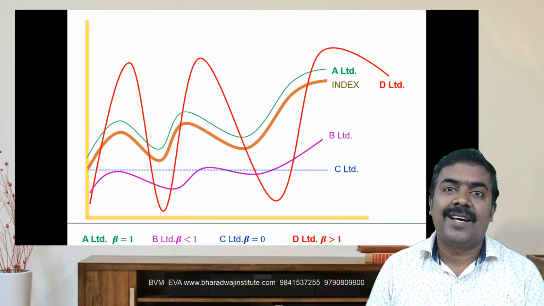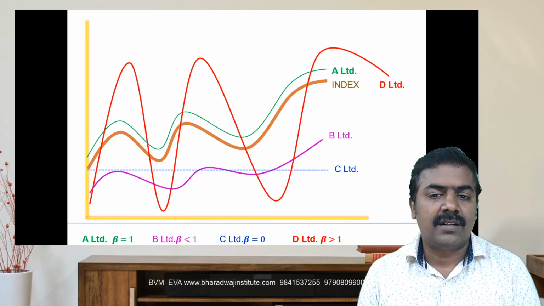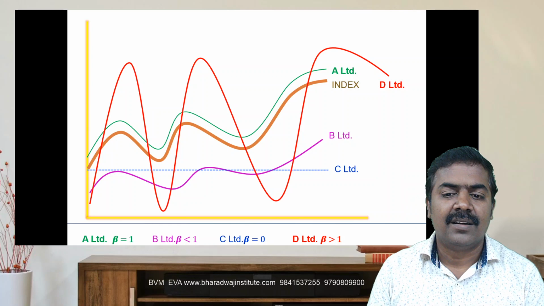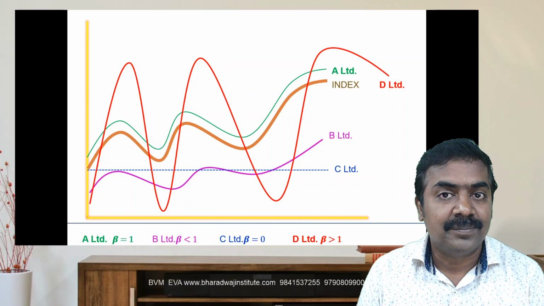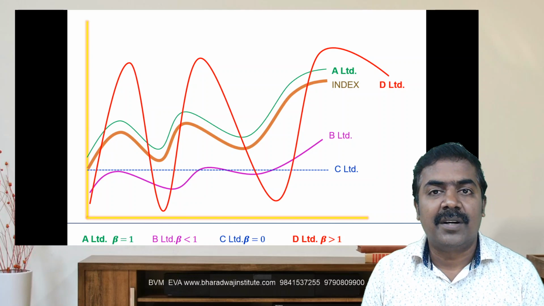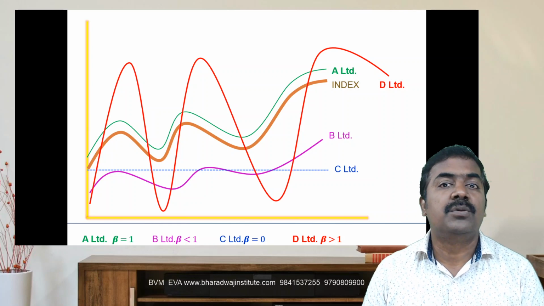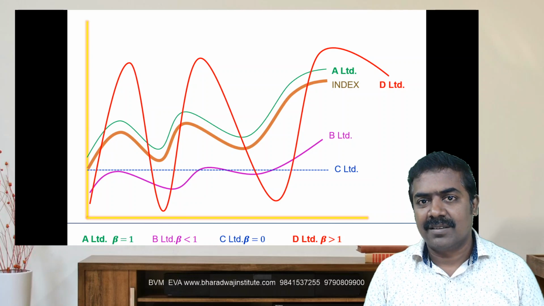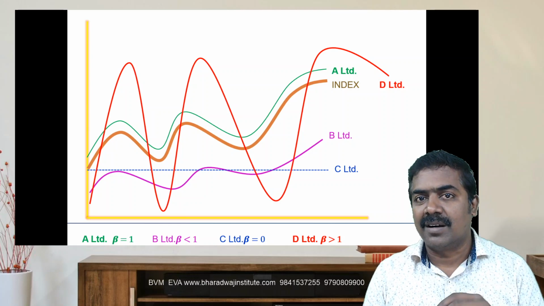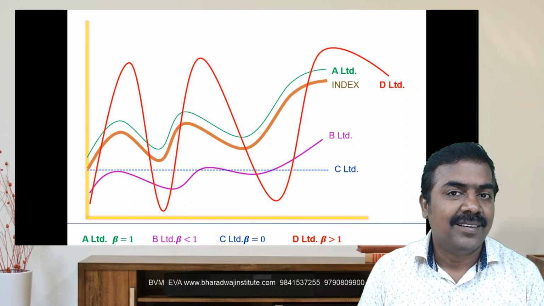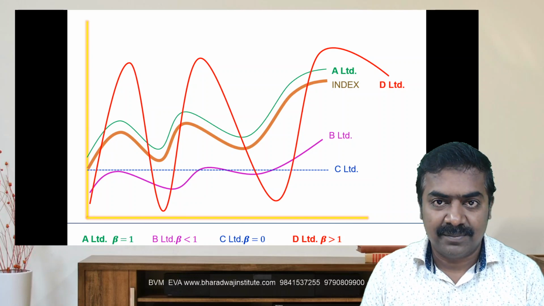B Limited has beta less than 1 because it is moving, but not equal to the market. C Limited has no movement at all, which means beta is equal to 0. D Limited's beta will be more than 1. It may be 2 or 3. So A Limited is equal to market risk, B Limited less than the market risk, C Limited no risk, and D Limited high volatility, high risk.